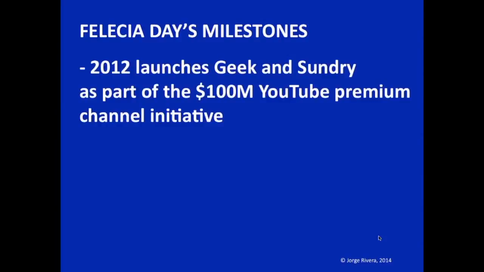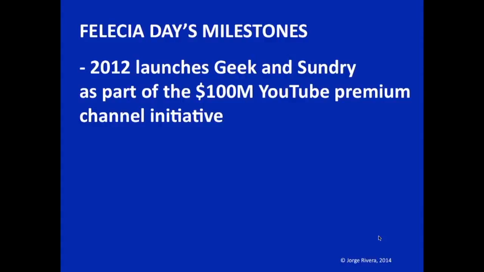And in 2012, Felicia launched a channel called Geek and Sundry, which was part of, at that point, YouTube had invested $100 million into premium channels. They made an investment. Google had bought YouTube the year prior, and a year later they decided we're gonna pump $100 million into YouTube creators, and each of them got about $1 million. About 100 of them each got about $1 million to create content.